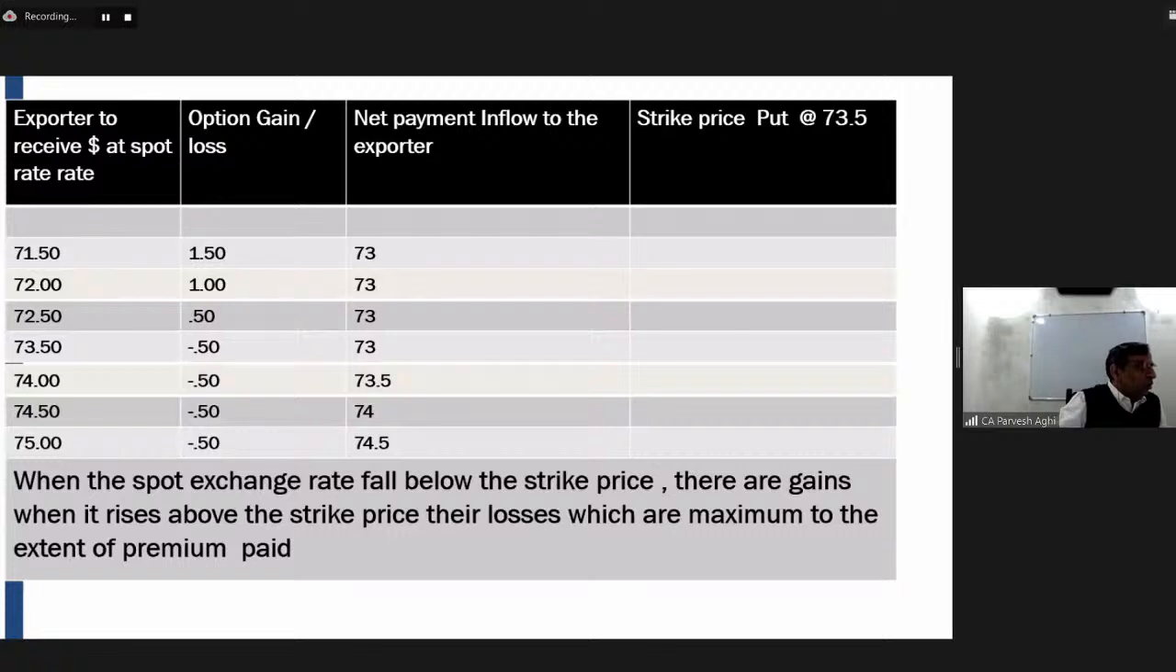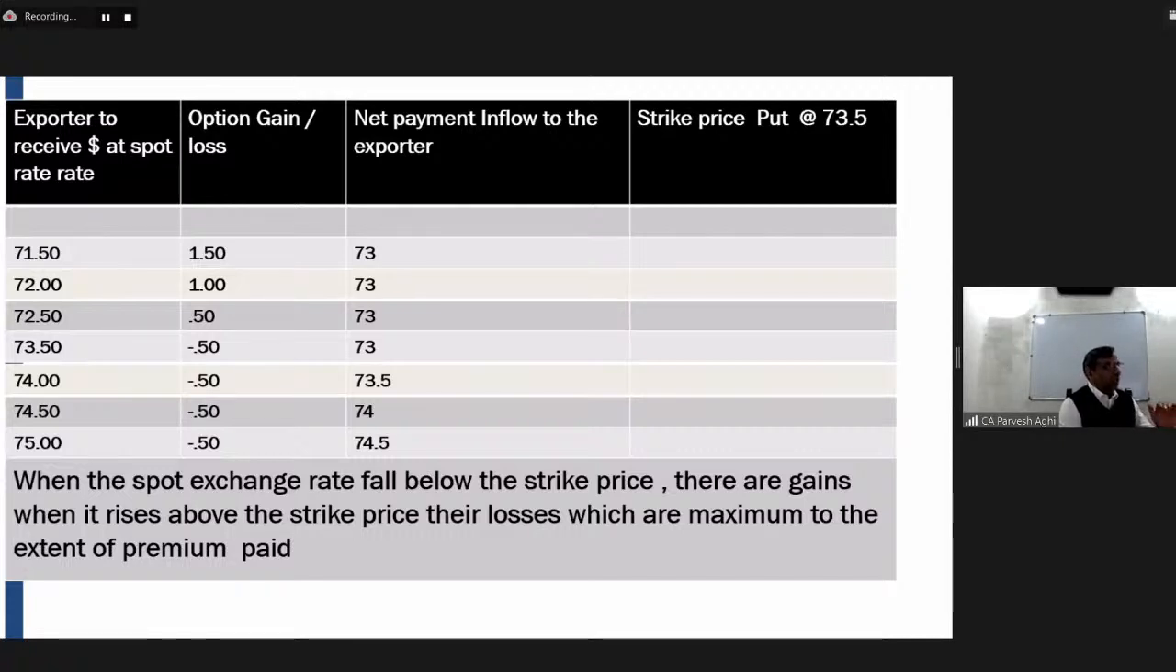Okay, so now if the dollar starts appreciating, he's just not going to exercise his put option, and his receipt will go up to 74.50. He's an exporter, so he is going to make money. At 75 rupees he's making 74.5. At 74.50 he's making 74. So he's making more money when the dollar appreciates. As an exporter, he'll make more money.